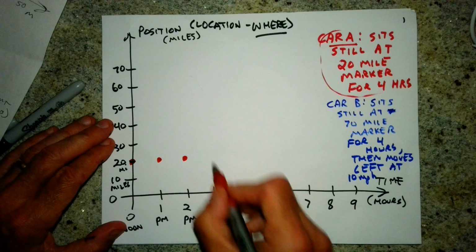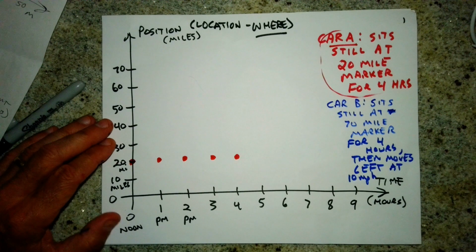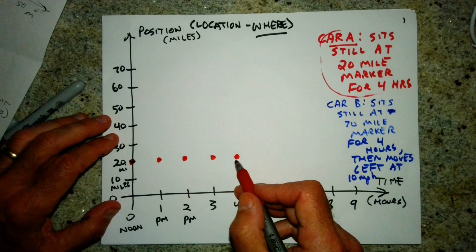So put a dot. 3 in the afternoon, it's still there. So that's 1, 2, 3 hours. And finally 4 in the afternoon, it's still there. Okay, so that makes some dots.